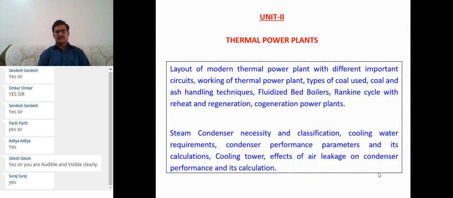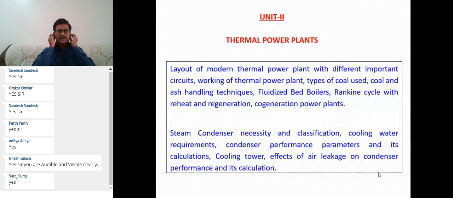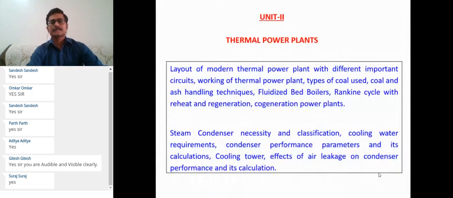The cooling tower. The cooling tower is also one type of heat exchanger used in thermal power plants. These cooling towers are also widely used in the operation of nuclear power plants, isn't it? The water which is circulated needs to be cooled with the help of the cooling tower. Then the effects of air leakage on the condenser performance and its calculation.